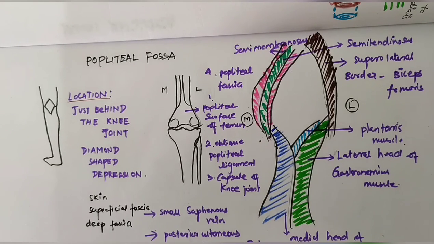And next we are going to see about the contents. In contents we have nerve, artery and vein.